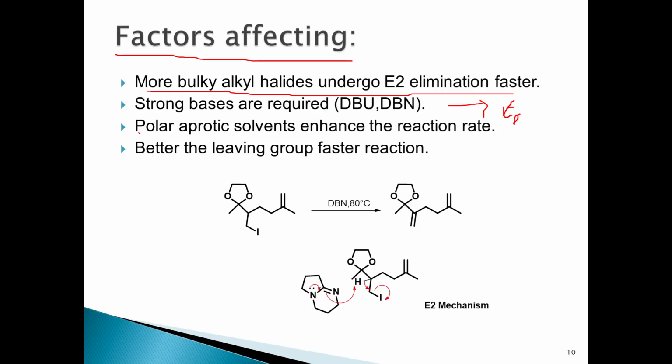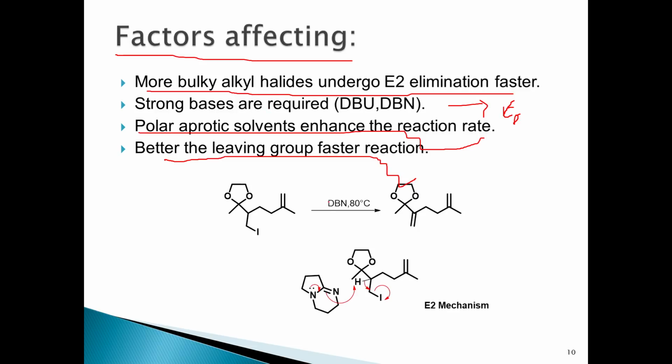Polar aprotic solvents enhance the reaction rate. Basically, it is exactly the opposite of E1 reactions, and again, the better the leaving group, the faster the reaction. In E1 reaction also, a good leaving group favors the reaction, and a good leaving group favors the E2 reaction also. But a strong base will determine whether an E1 reaction or an E2 reaction will take place.